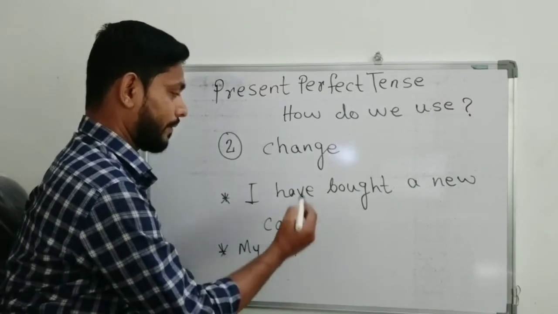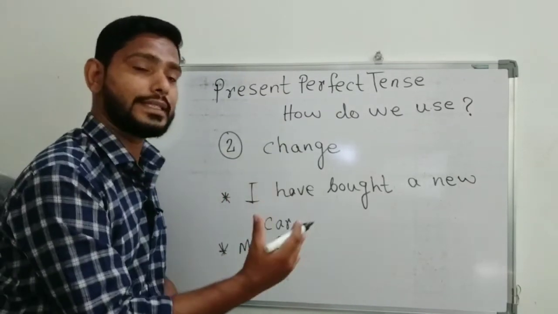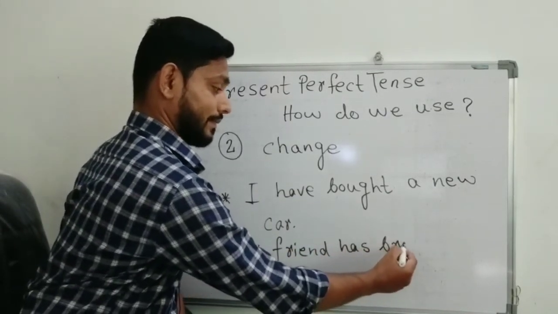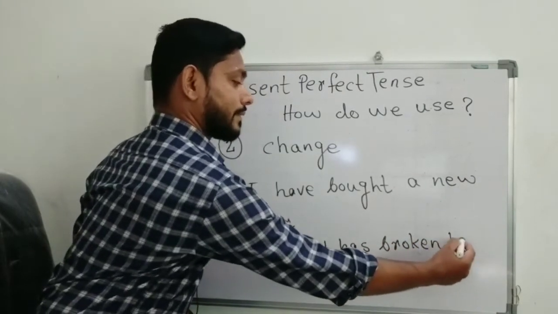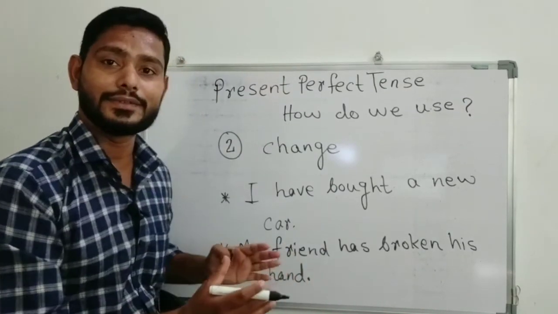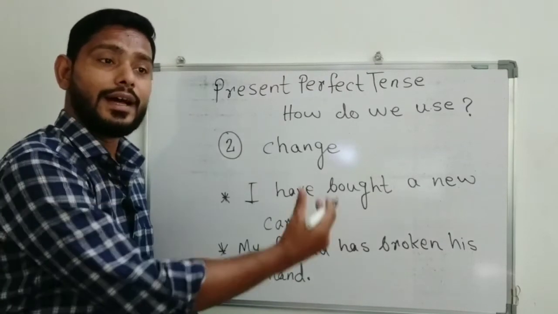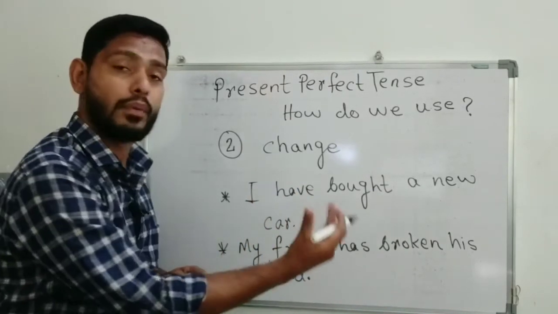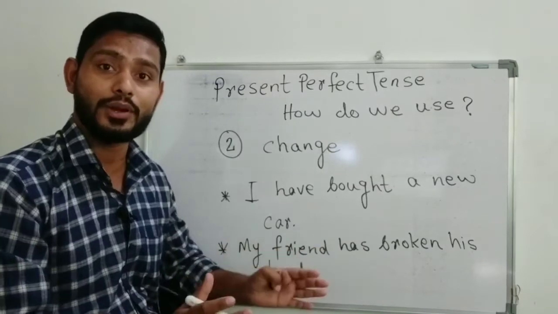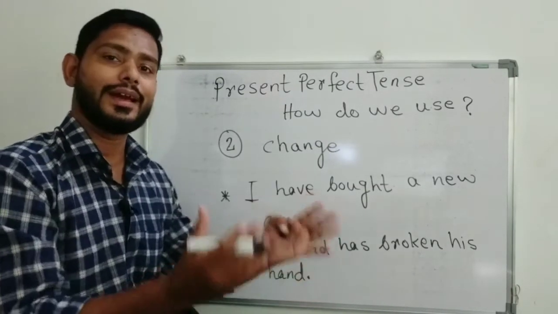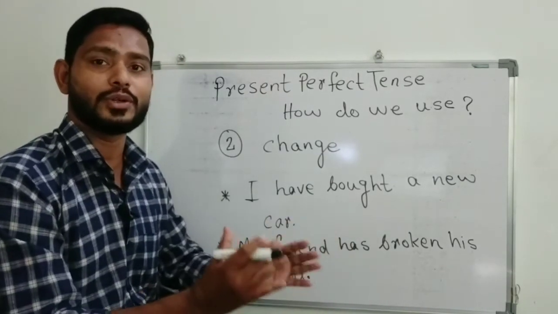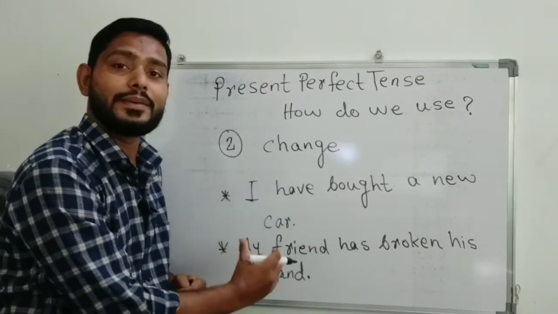One other example of present perfect tense used to talk about a change is: my friend has broken his hand. I think this sentence is very easy for you to understand. This sentence is telling about a change. My friend has broken his hand. Yesterday his hand was very good and it was not broken. Now what is the condition of his hand? Yeah, it is in a broken state. So it talks about a change that happened within a short period of time. So this is present perfect tense.